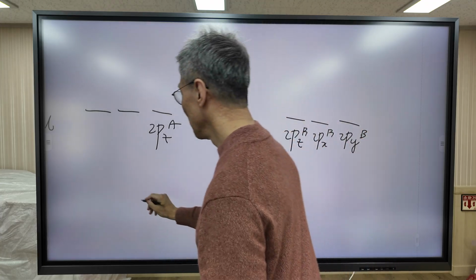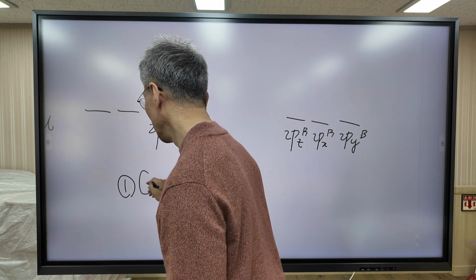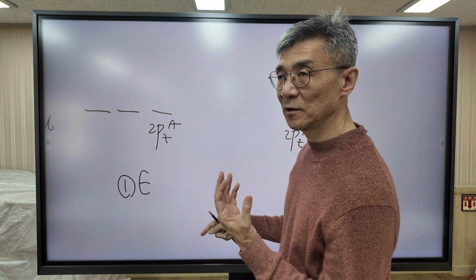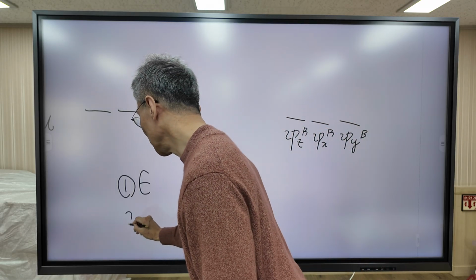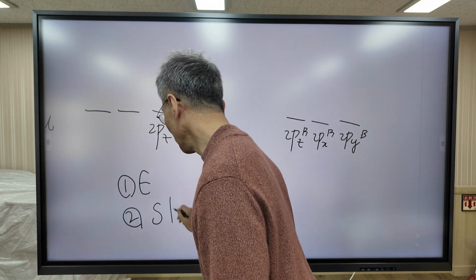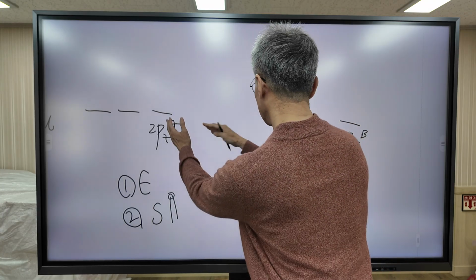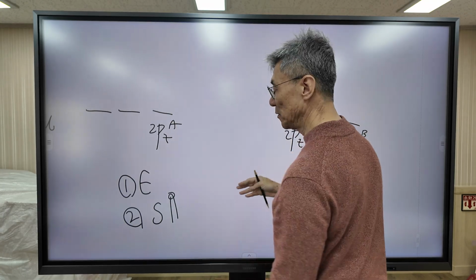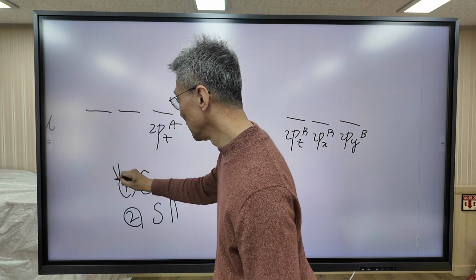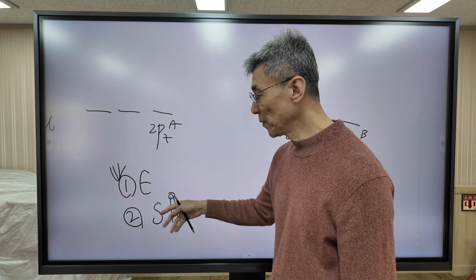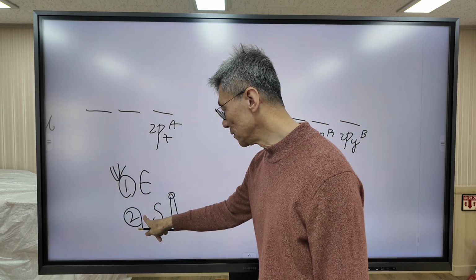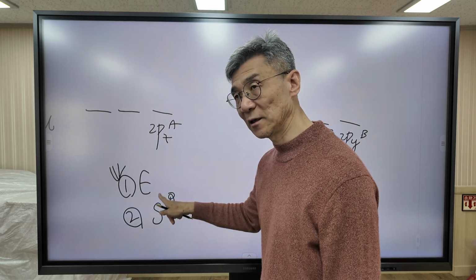As I said before, what is the requirement for two atomic orbitals to interact with each other to construct a molecular orbital? First requirement is that the energy must be comparable, must be similar. Second requirement, overlap integral must be significant. But in this case, the orbital energy is the same. So the first requirement is already satisfied. So we are going to check whether the overlap integral is significant.